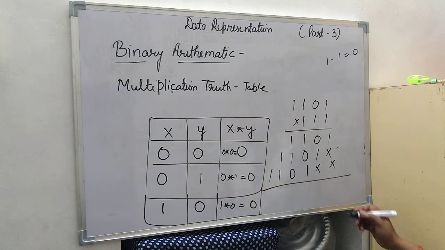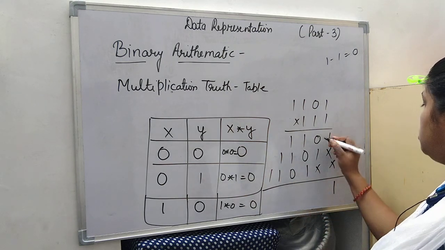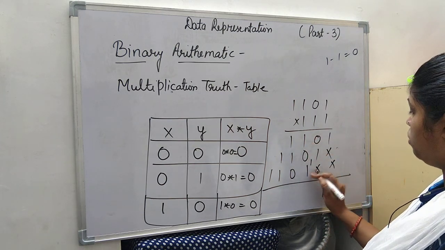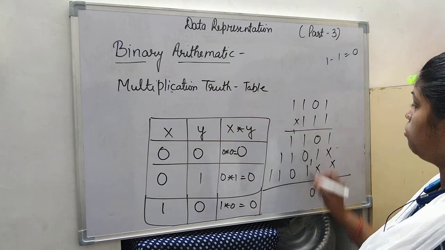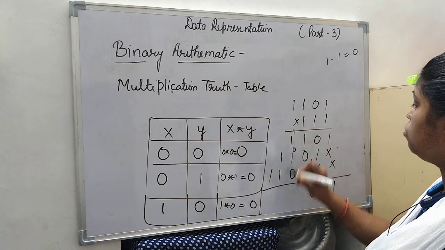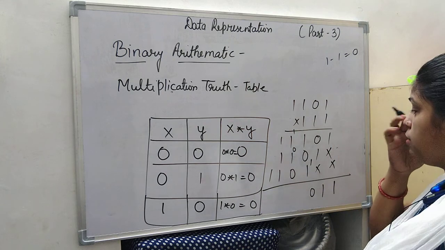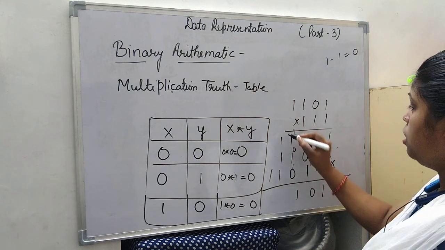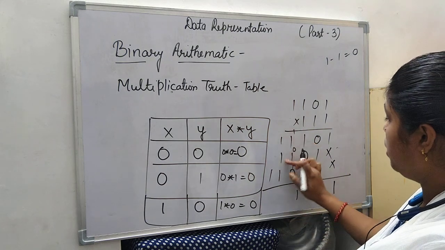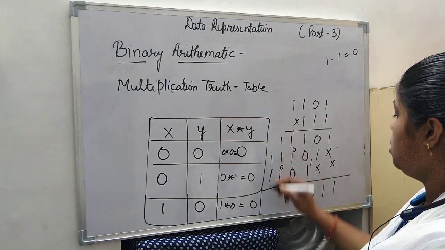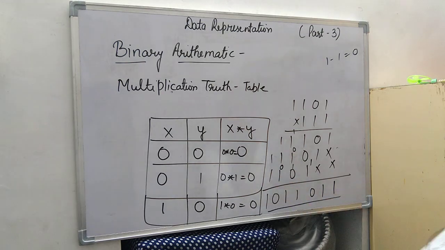Now add these numbers. So for addition, 1, 0 and 1 will be 1, and 1, 0 will be 1, and 1 and 1 will be 10. So 0 and 1 will be carry forwarded. Okay, now 1 and 1 will give you 10. So 0 and 1 carry forwarded. 0 plus 1 gives you 1 and 1 plus 0 gives you 1. Now here carry forwarded 1 and 1 will be 10. So 0, carry forwarded 1, 0 and 1 will be 1, and 1 and 1 will be 10.